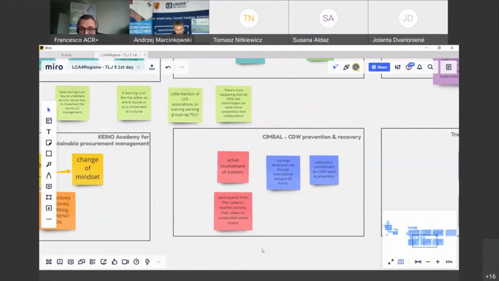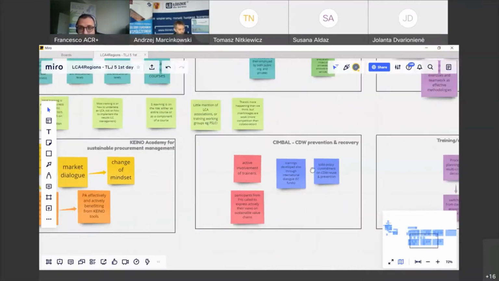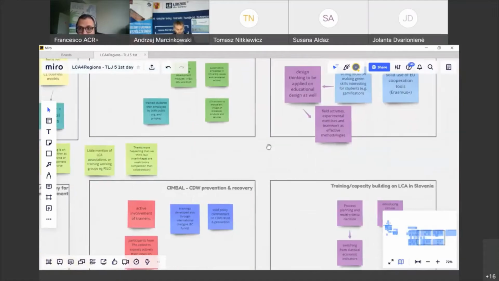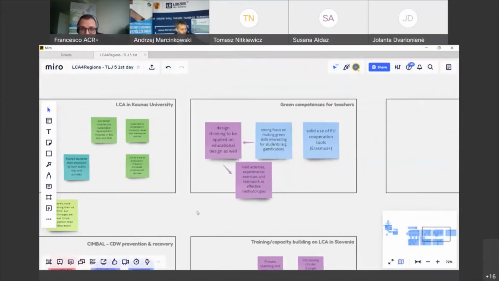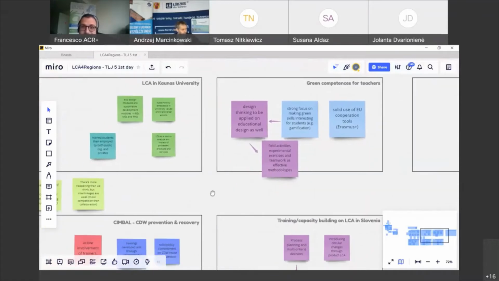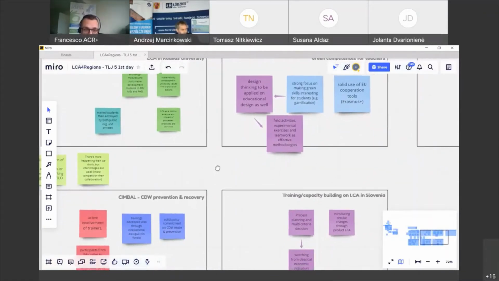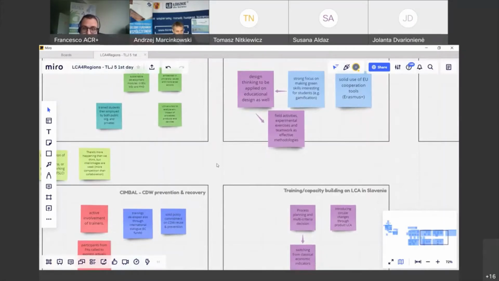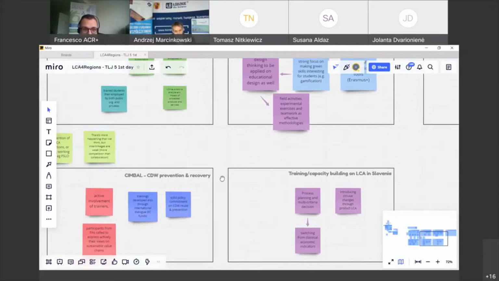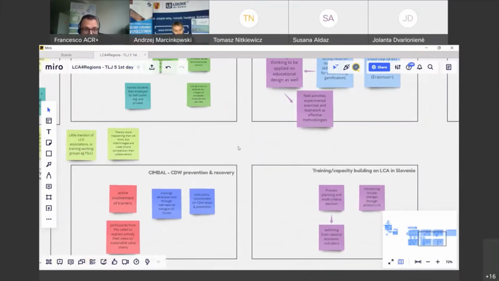Symbol was another point to highlight, common both to Symbol and to the green competence for teachers presentation we had, which is how international cooperation is relevant to develop dialogue, like LCA4Regions. So having an international community of practice is one of the key levers to build a policy commitment from public authorities, but also to develop training courses with an international view, comparing different points of view.